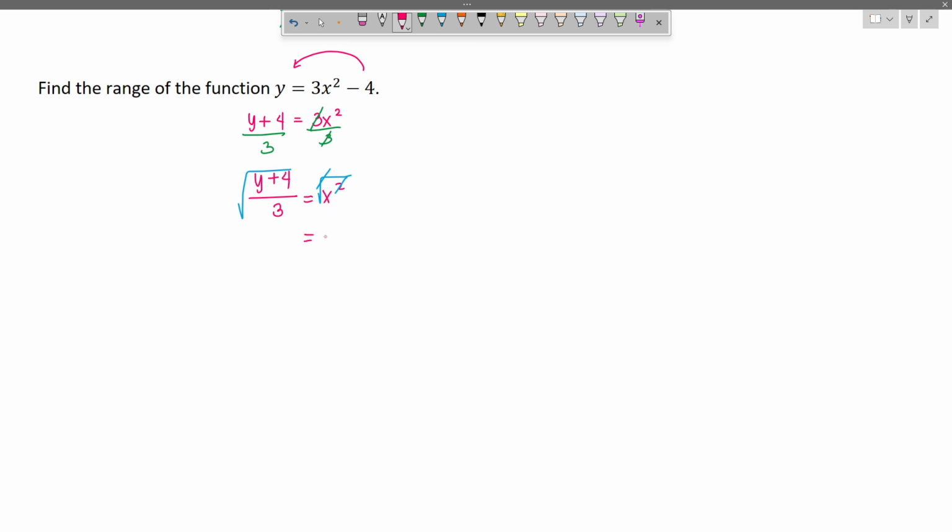Square root of x squared is just x. And then from here, don't forget that whenever we get the square root of both sides, we have to consider its positive or negative values. So that's positive or negative square root of (y + 4)/3. And then from here, just let me write it down: quadratic.